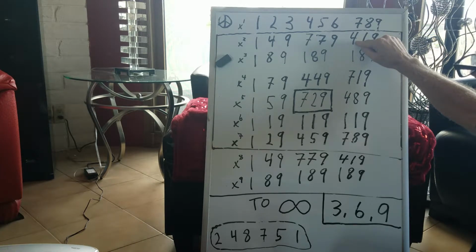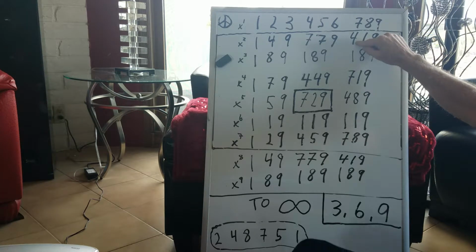16 squared is, what was I up to? Well, 16 squared, right, is 256. 2, 5, and 6.